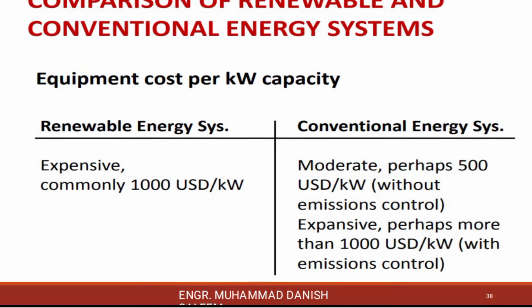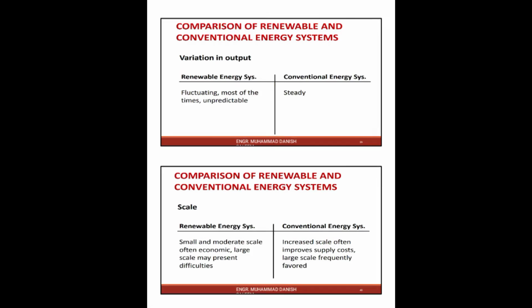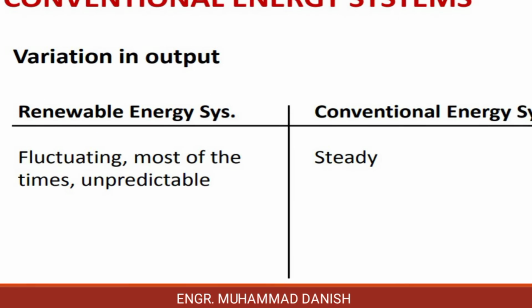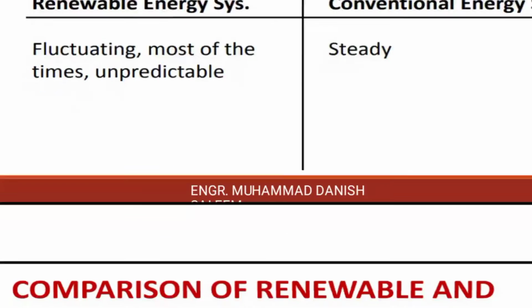And equipment cost per kilowatt capacity. Renewable energy systems are expensive, commonly $1,000 per kilowatt, while the conventional system is moderate, perhaps $500 per kilowatt without emission control, and expensive, perhaps more than $1,000 per kilowatt with the emission control. Variation in output. Renewable energy systems are fluctuating most of the time and unpredictable, while the conventional energy systems are steady systems.